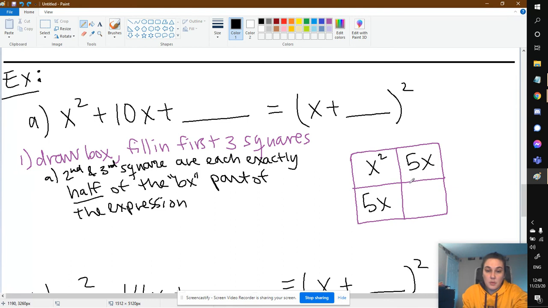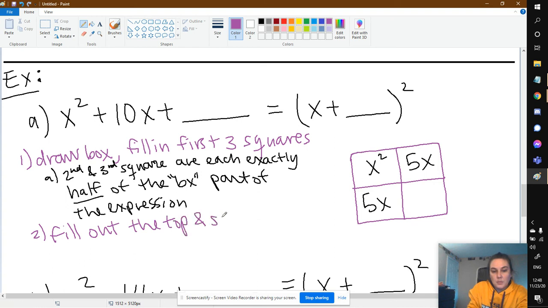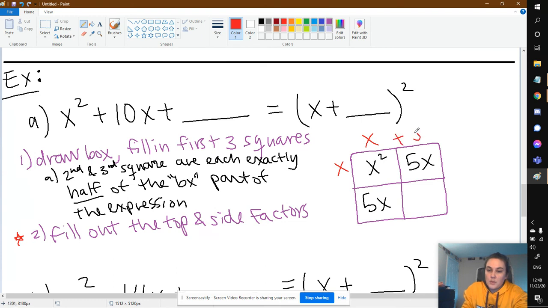We filled in our 3 squares. Our next step is to fill out the top and side factors. So this is actually going to be the red step. We're going to say x is x times x. We need a plus 5 here to get 5x. We need a plus 5 here to get 5x.